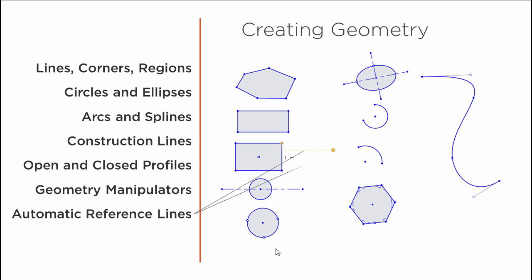And last, there are what's called automatic reference lines. And these reference lines, they pop up as you're moving over the screen to line up your points and lines with other elements on the screen. In fact, once you use these reference lines, Onshape will automatically insert constraints. But again, we'll talk about this in a lot more detail in a later section.